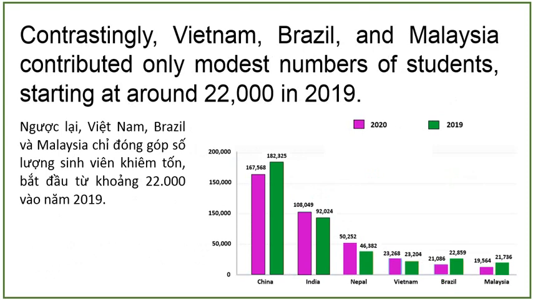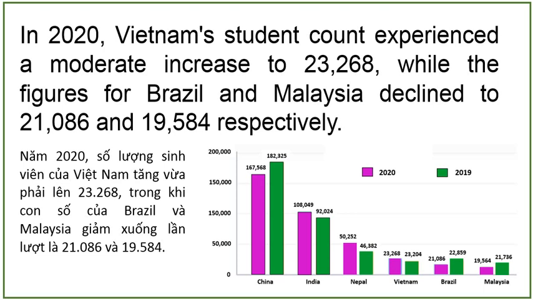Contrastingly, Vietnam, Brazil, and Malaysia contributed only modest numbers of students, starting at around 22,000 in 2019. In 2020, Vietnam's student count experienced a moderate increase to 23,268, while the figures for Brazil and Malaysia declined to 21,086 and 19,584, respectively.